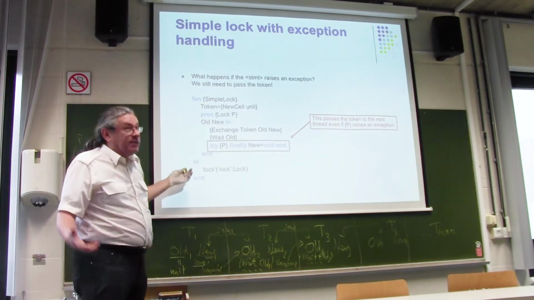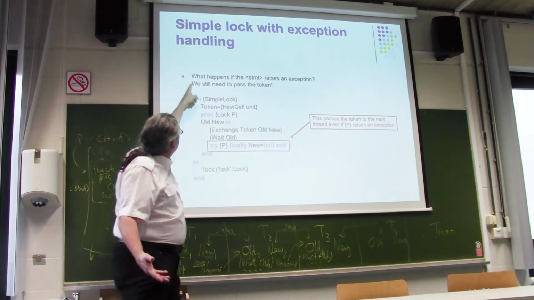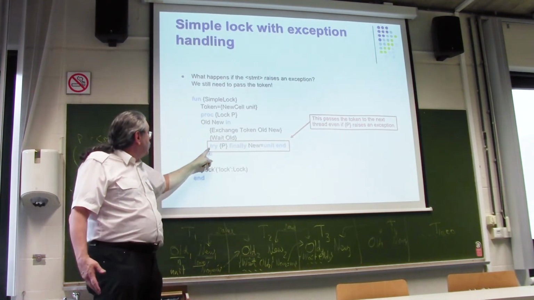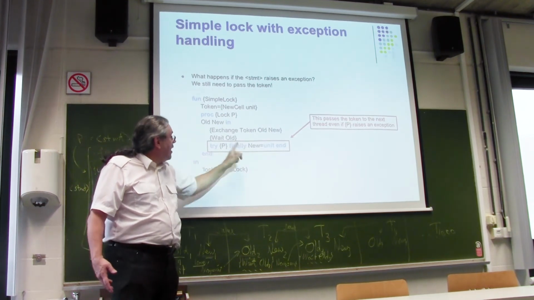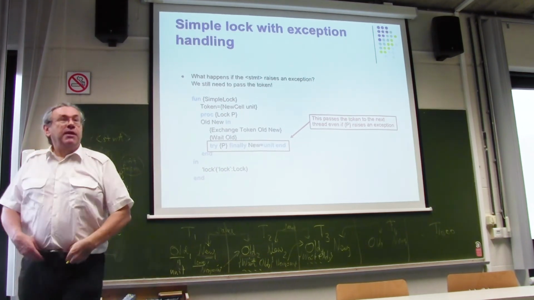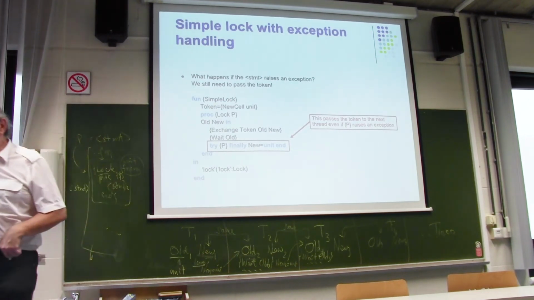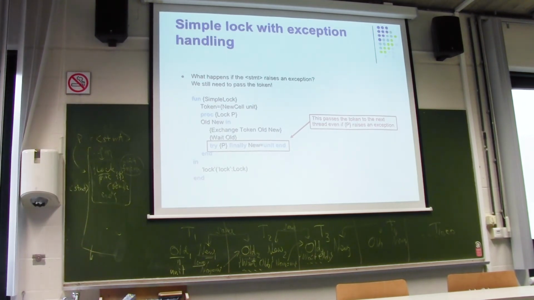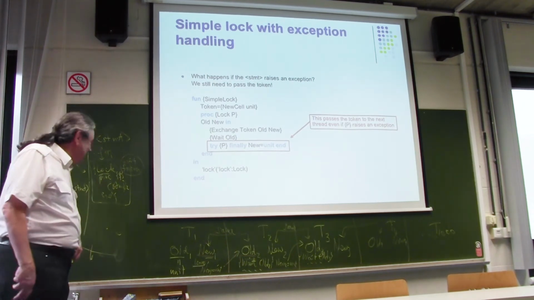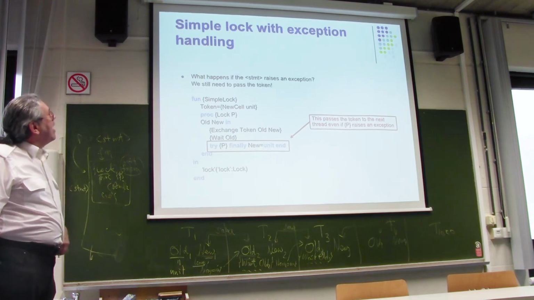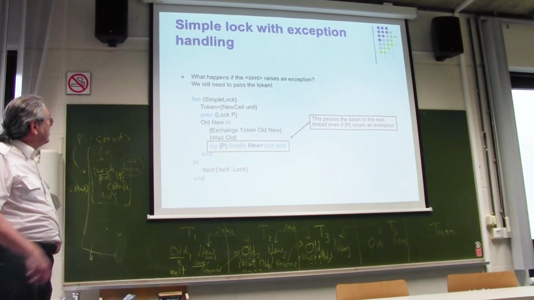So your language has exceptions. So if the statement raises an exception, you still need to pass the token. We can fix this by putting a try finally here, and then it works with exceptions. That's nice. But it's still not reentrant. The reentrant is the one we really want here. So how do we make this thing reentrant?